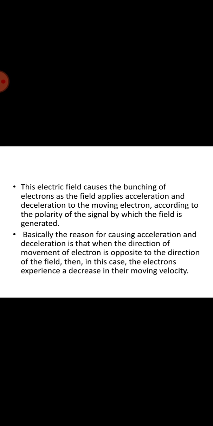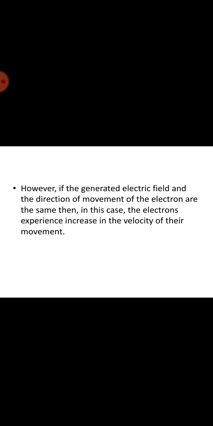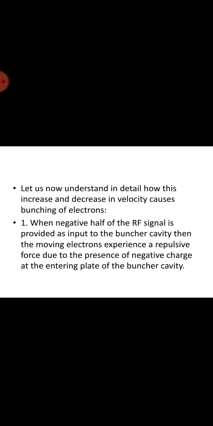Basically, the reason for the acceleration and deceleration is that when the direction of movement of electrons is opposite to the direction of the field, the electrons experience a decrease in their moving velocity. However, if the generated electric field and the direction of movement of the electrons are the same, then the electrons experience an increase in the velocity of their movement. Now, let us understand in detail how this increase and decrease in velocity causes bunching of electrons.